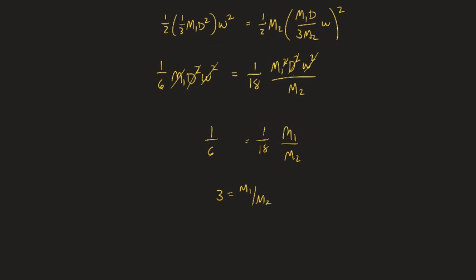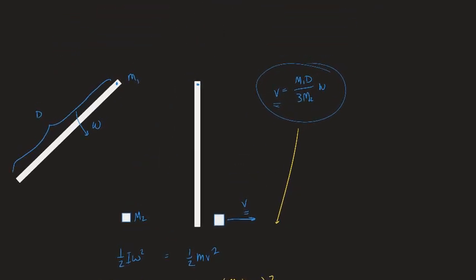Because if we go back to where you get this answer from, which is based on momentum, then you had 1/3 M1 D squared omega as the angular momentum before the collision. And after the collision, it was D M2 V. Now, this will give you an expression for V, but you can't then plug that expression back in to get an expression for M1 over M2, because that's circular logic. Everything's going to cancel out, and you're going to get M1 over M2 equals M1 over M2.